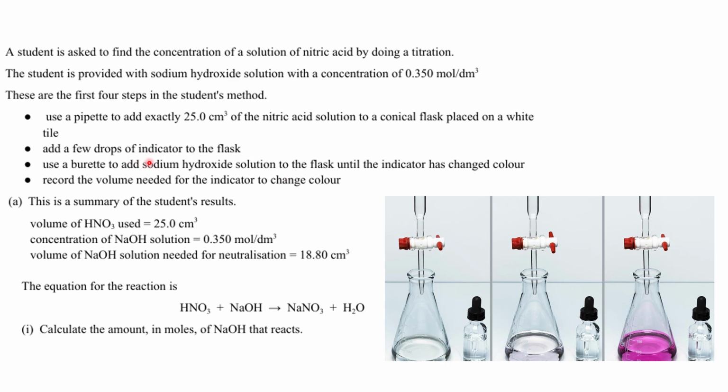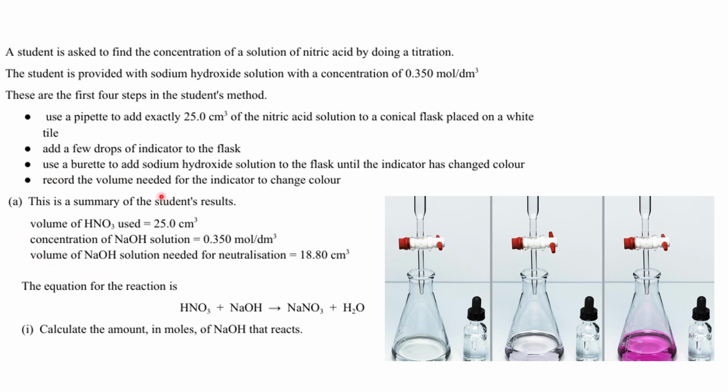Then add a few drops of indicator. An indicator shows if the solution is acidic or if it is basic. Then add sodium hydroxide from the burette and keep adding sodium hydroxide until the color of the indicator is changed. It was transparent, becomes pink. And then record the volume needed for the indicator to change color.